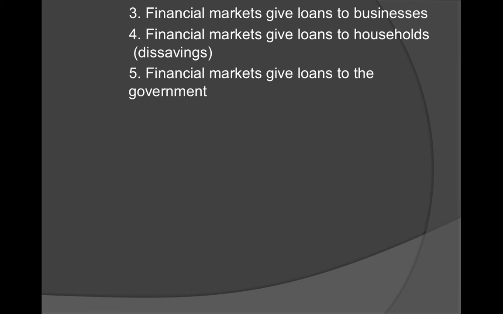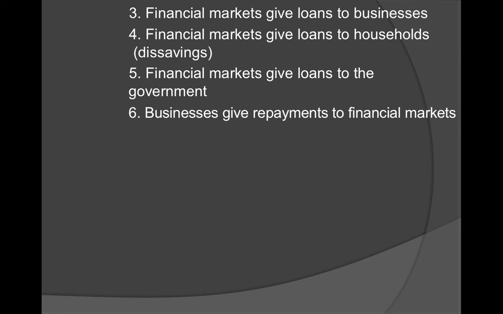This doesn't happen as much as it used to, like in the late 1800s and early 1900s. Nowadays, the government just kind of creates their own money, but financial markets can give loans to the government if needed. So, what do households, businesses, and financial markets or government give back to these places?